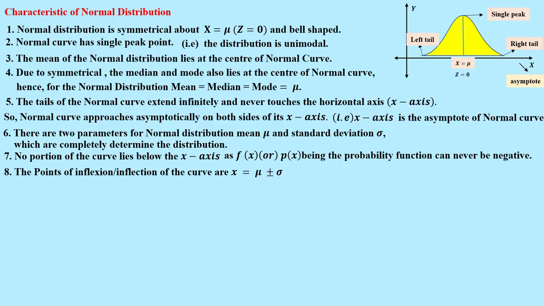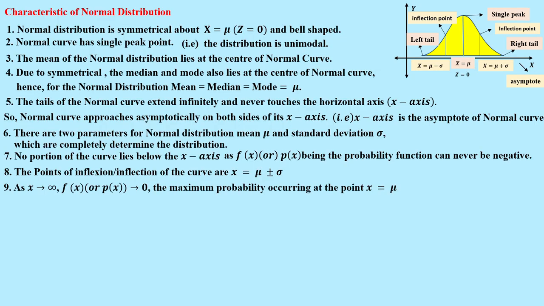The points of inflection of the curve are x is equal to mu plus or minus sigma. Mu plus sigma, mu minus sigma, on both sides, right? That is the point of inflection. Next point, as x tends to infinity, f of x or p of x tends to 0. The maximum probability occurs at the point x is equal to mu and is given by maximum of f of x is equal to 1 by root 2 pi sigma.